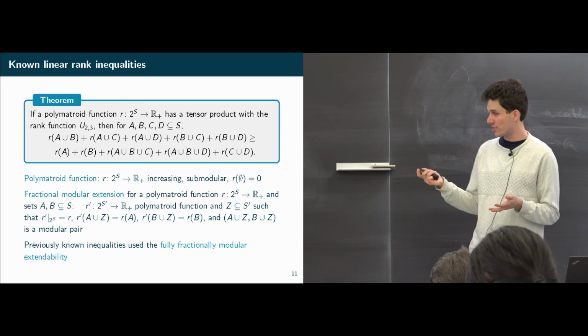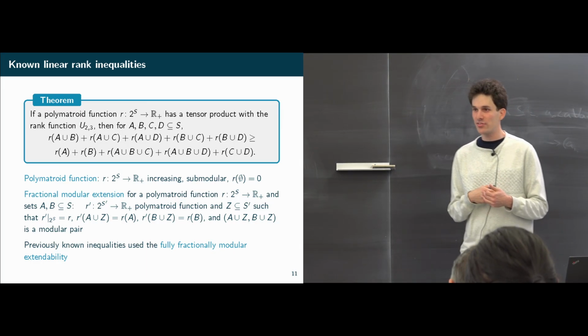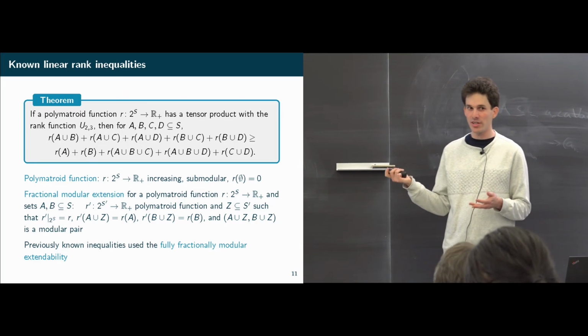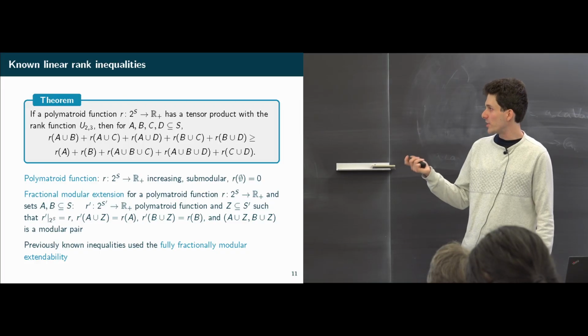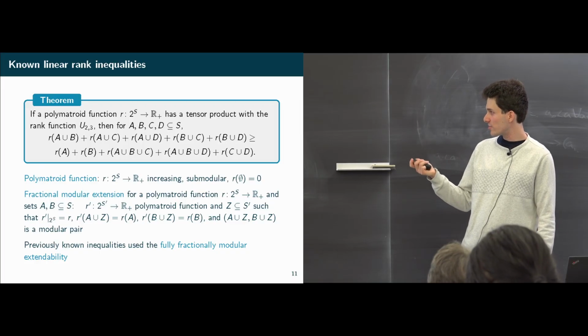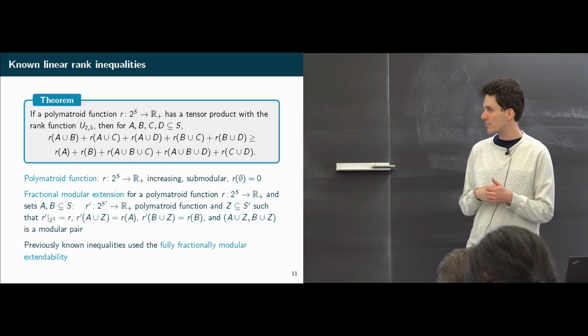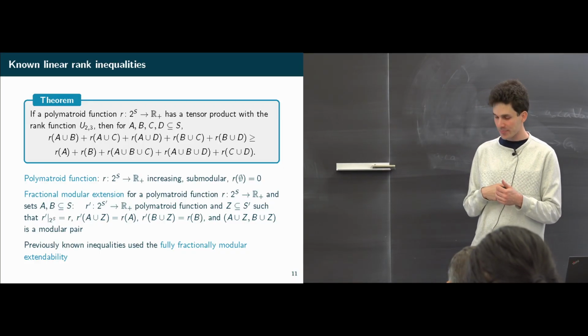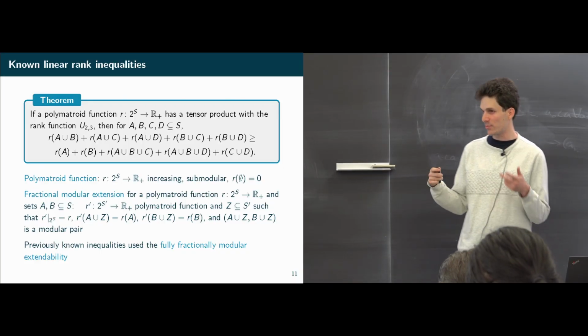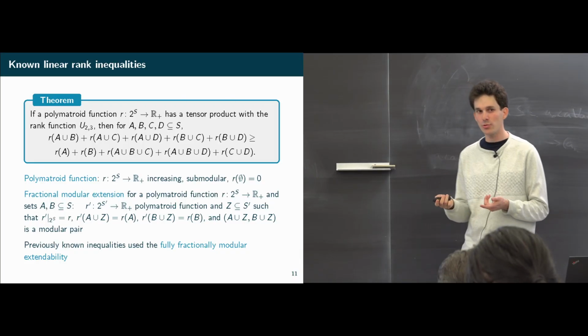And if we allow this fractional solution, then at least it's not surprising that we got some linear inequality, because for fractional solutions, some linear equalities describe which have rank functions which have a tensor product with some specific matroid like U2,3.